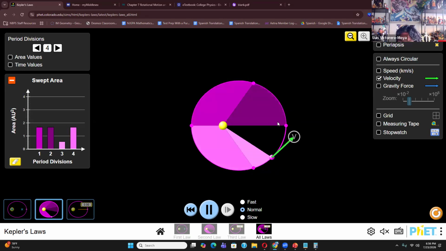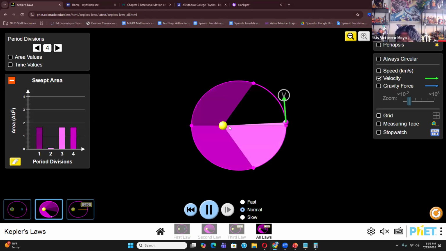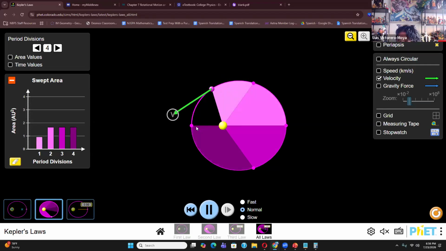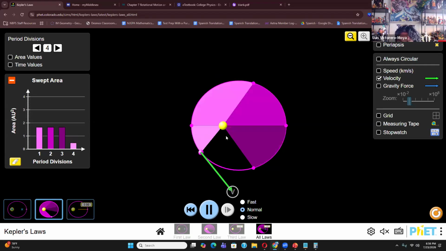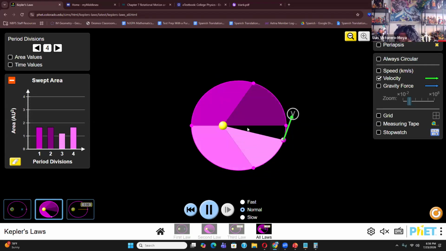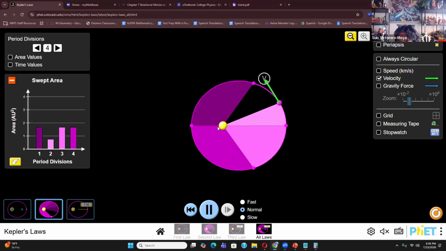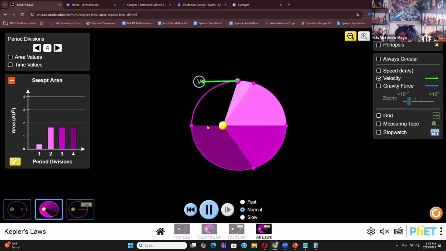Right? But it doesn't matter because of the distance, it covers the same area as this. Right? You will think that there's more area here, but the distance here makes up for this distance. All right.